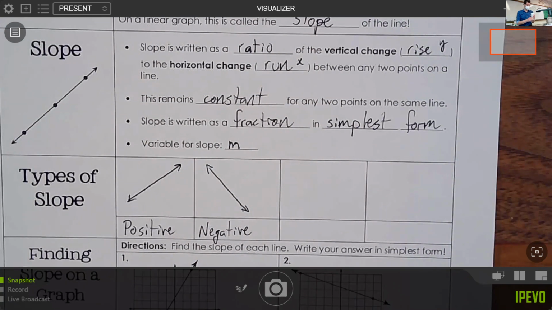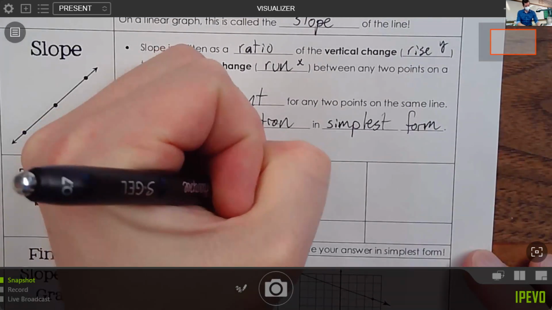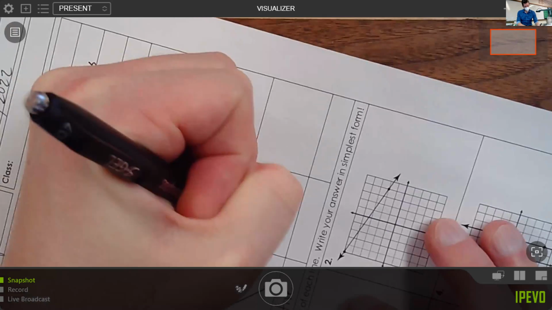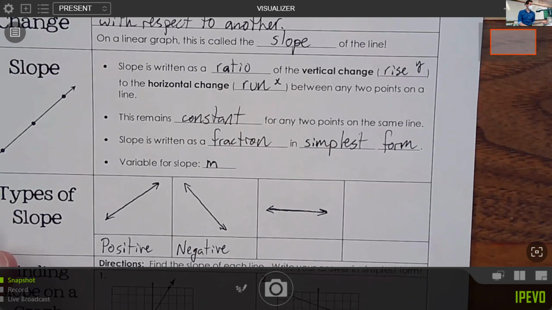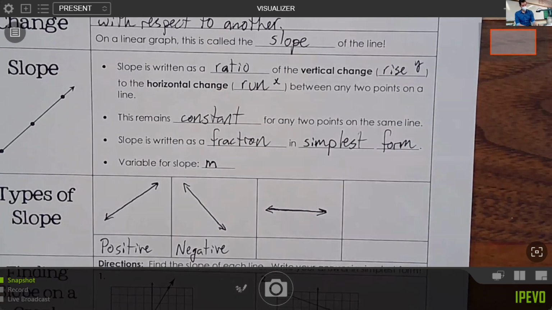There are two more. You can have a positive slope or a negative slope. How else could you draw a line aside from those? How about a horizontal line? Horizontal lines don't go up or down. What do you think the slope would be then? Yeah, because we're talking about the number that isn't positive or negative. That's going to be 0.